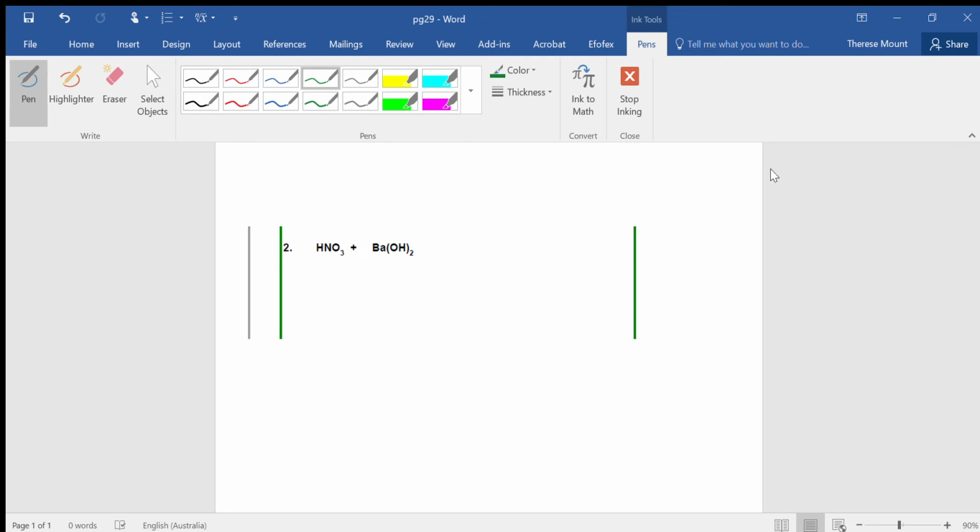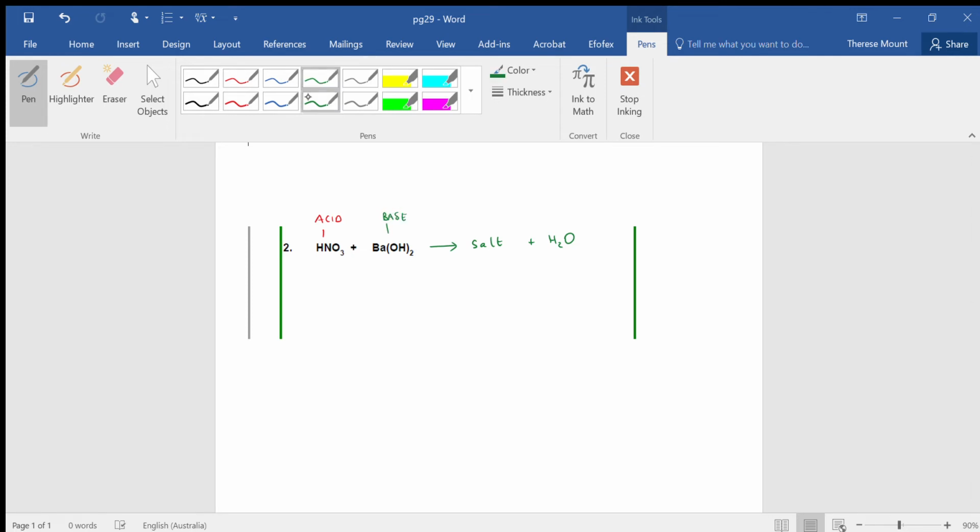Okay, girls, so this is an example from page 29 of your booklet, and the question's asking us to write the equation underlining the salt that's formed. Okay, so the first thing to do is just to recognize which one's my acid and which one's my base. So if there's a H at the front here, we can say that's the acid. And if I see an OH somewhere, I can say that's my base.